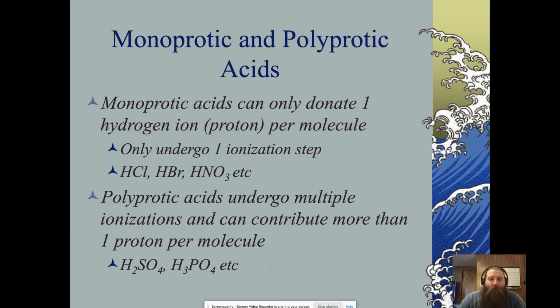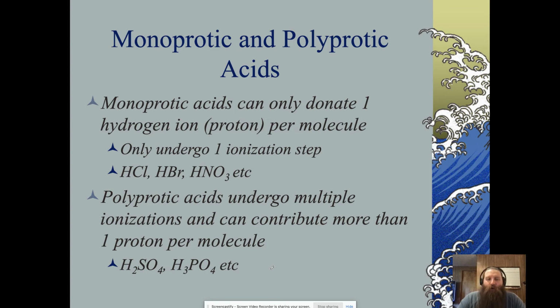Now, when we're talking about protonation, we have to talk about monoprotic versus polyprotic. A monoprotic acid, so one proton, can only donate one hydrogen ion per molecule. It has one ionization step. So all of our binary acids that only have one hydrogen, or our oxyacids that only have one hydrogen, are monoprotic acids.